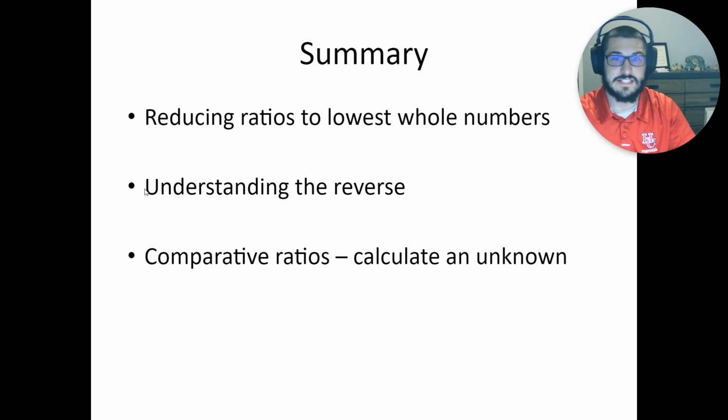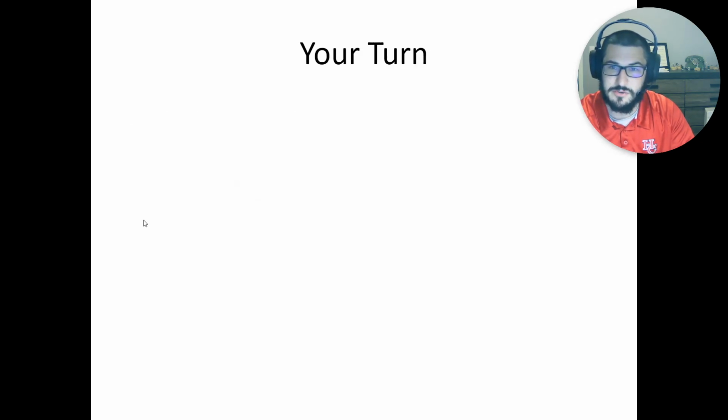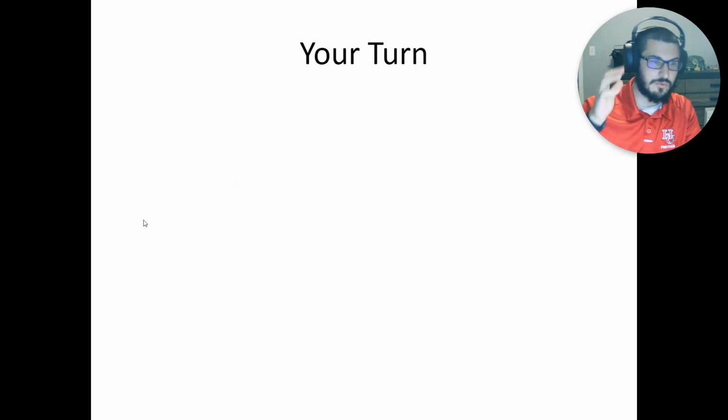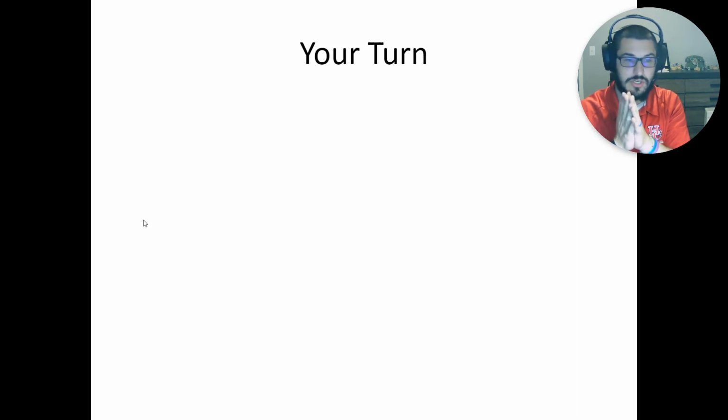With that, we've got summary, reducing ratios to lowest whole numbers. That's a big, big deal. Understanding going back the other way if you needed to do that, and then comparative ratios, finding an unknown. Go ahead and try the ratios practice and let me know what questions you guys have.